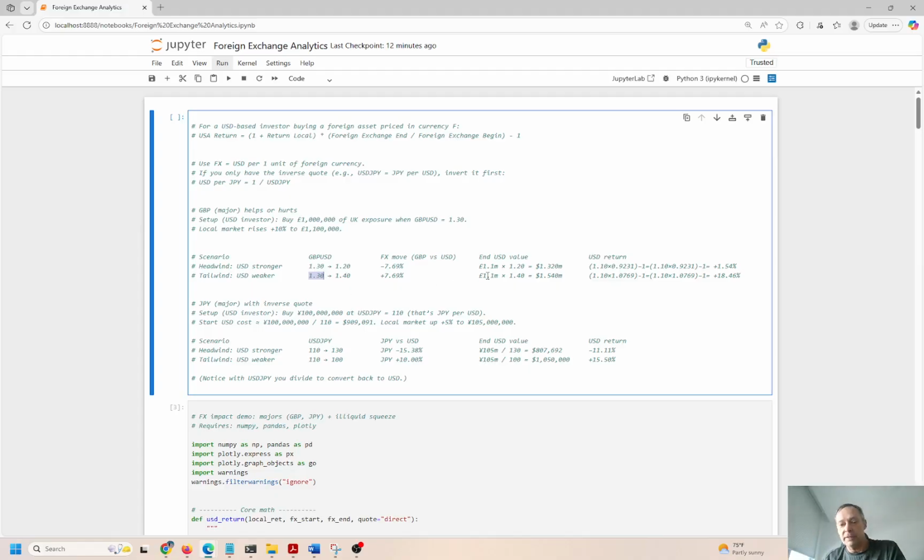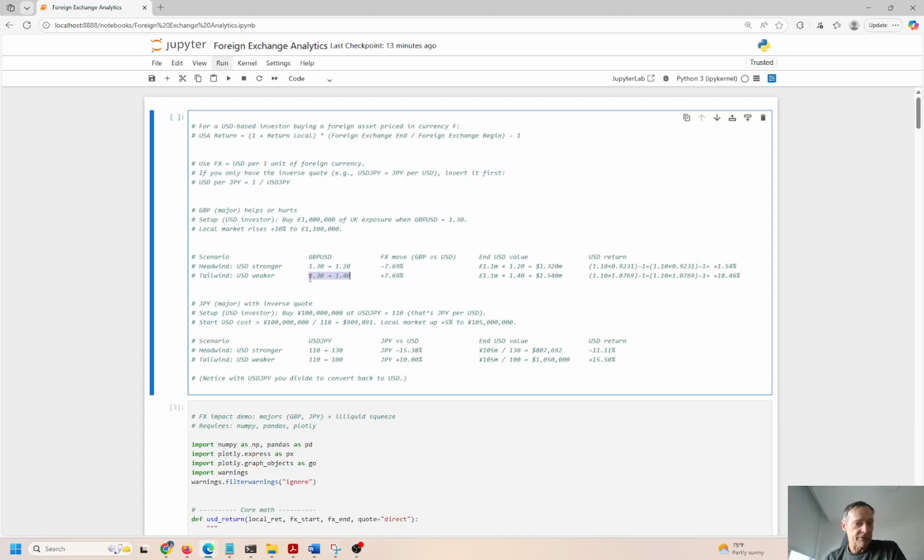Now it's 1.1 million times 1.4. That's the ending value. Remember, end divided by beginning. That's how we get the ending value. Now you have 1.54 million. You have to take that and convert it back to US dollars. You multiply by a smaller amount because the dollar went down relative to the pound going up.